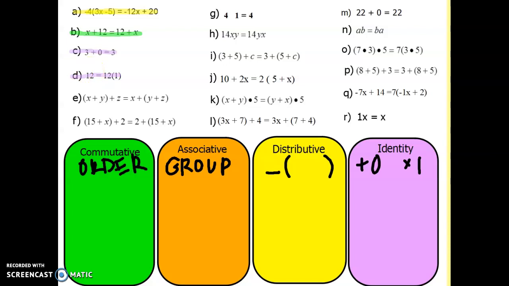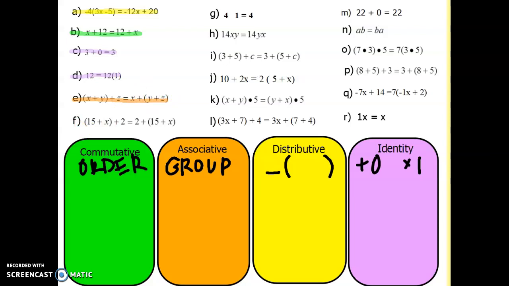All right, look at E. All right, E, hopefully you said that has to do with grouping. X, Y, Z on the left, the order is the same, X, Y, Z, but what you notice is the groupings are different.